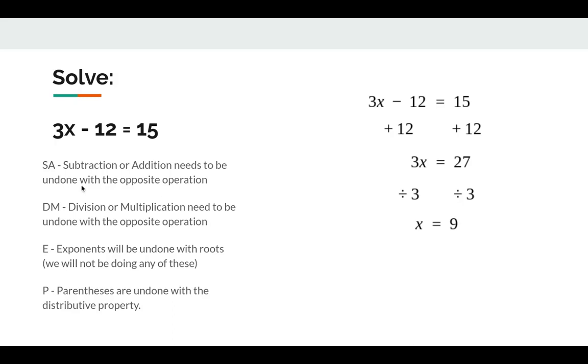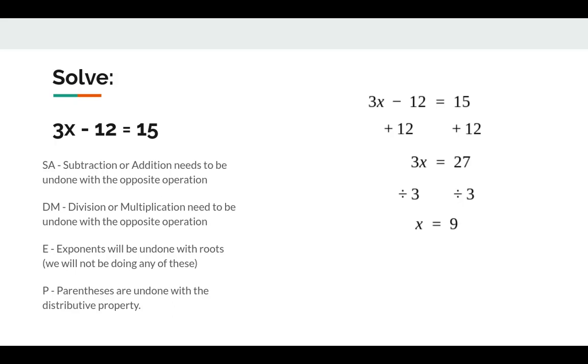And we did this by going through SADMEP. Now you might be asking, what about the E and the P? Well, the E stands for exponents, and we didn't have any exponents in here because nothing was squared or cubed, meaning to the second power or to the third power. And we'll get into those eventually, but we're just not there yet.